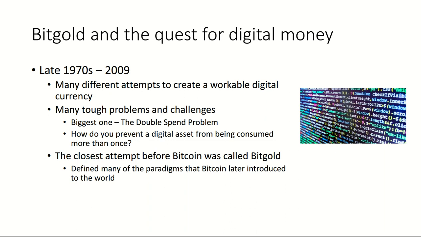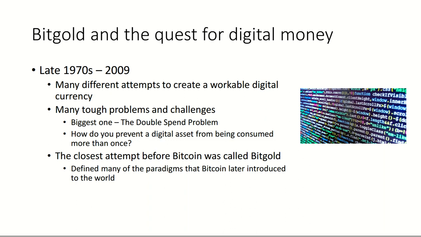And all of this works great until you start talking about a currency. Because one of the things that gives currency value is scarcity. And if anybody can go copy and distribute a currency anytime they want, well, that's really going to destroy the value of this. And this is something called the double spend problem. How do you prevent a digital asset from being consumed more than once?